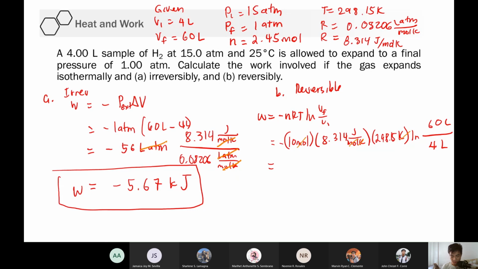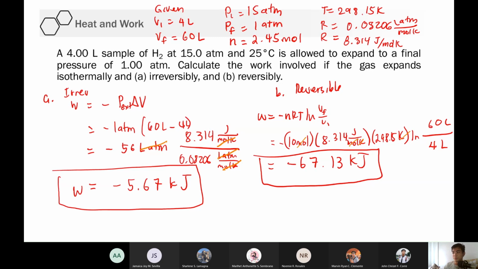So, ang sagot ay negative 10, 8.314. The answer is negative 67.13 kilojoules. Galing, di ba? So, yun. And, katulad ng sinabi ko, yes po.